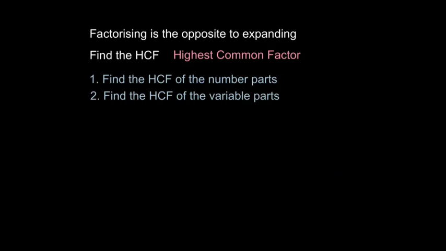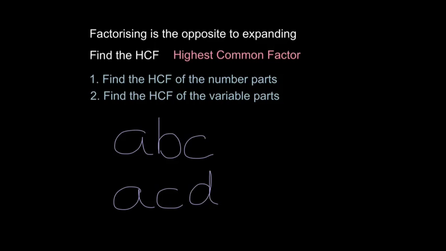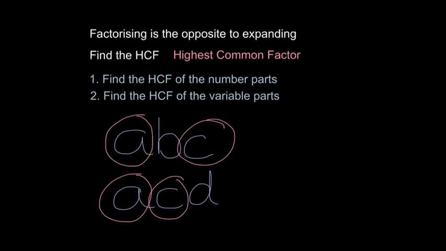Some questions will ask you to find the highest common factor of variable parts. These are the letters. Let me give you an example of how to do that using A, B, C, and A, C, D. This is actually easier than the number parts because all you have to do is look and see which letters are in both. So you can see that A is in both, you can see that C is in both. What this means is that my highest common factor is AC.